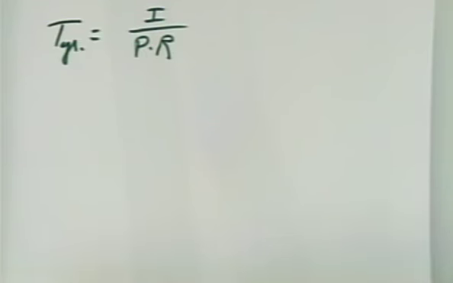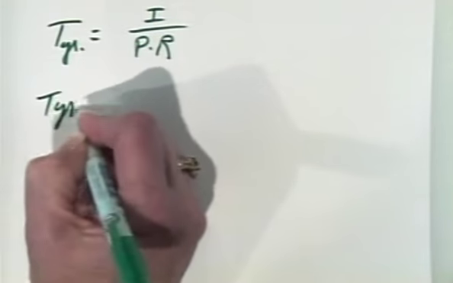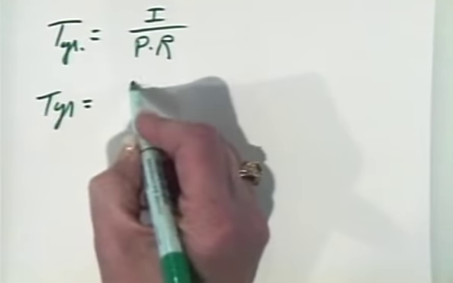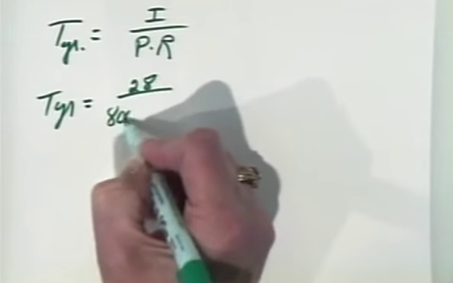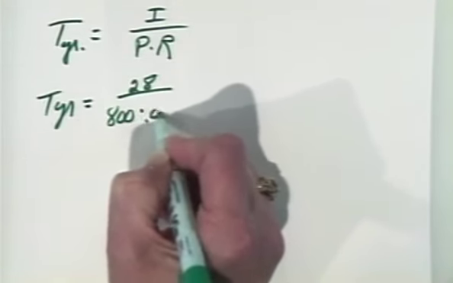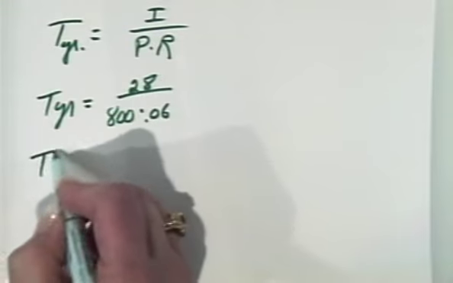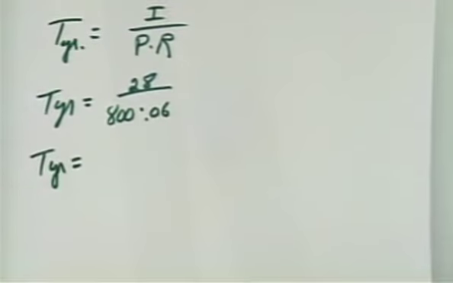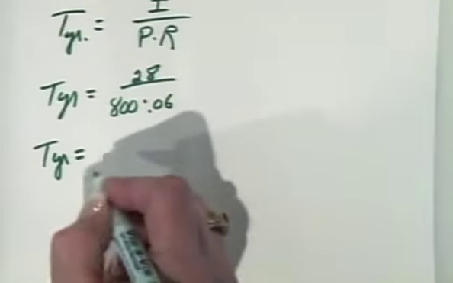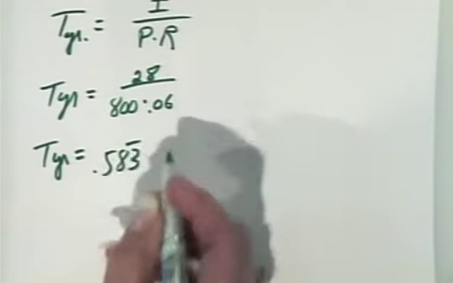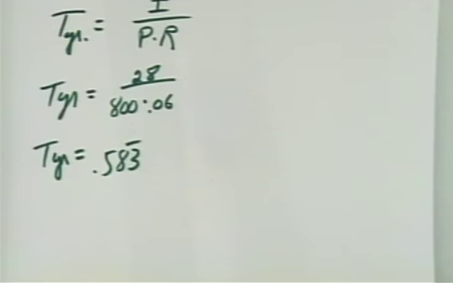So let's start out with time in terms of a year equals. The interest was 28. Does that make sense? And then we had $800 in principal, and the rate was 0.06. Time in terms of a year is how much? It's not a nice, neat number. That's right. That's more than half a year.